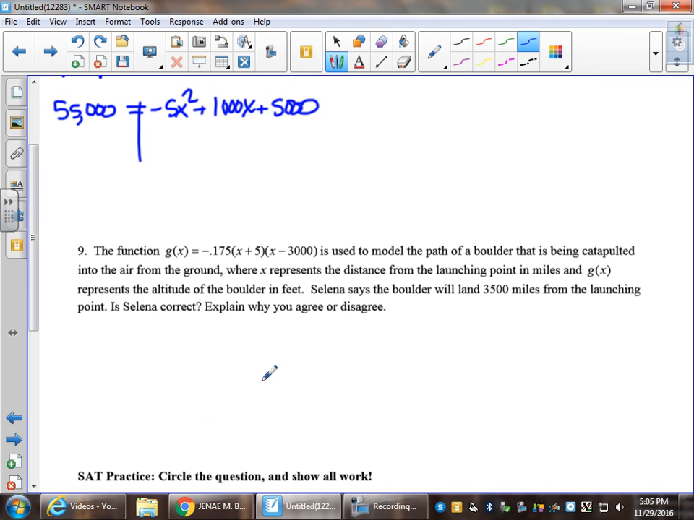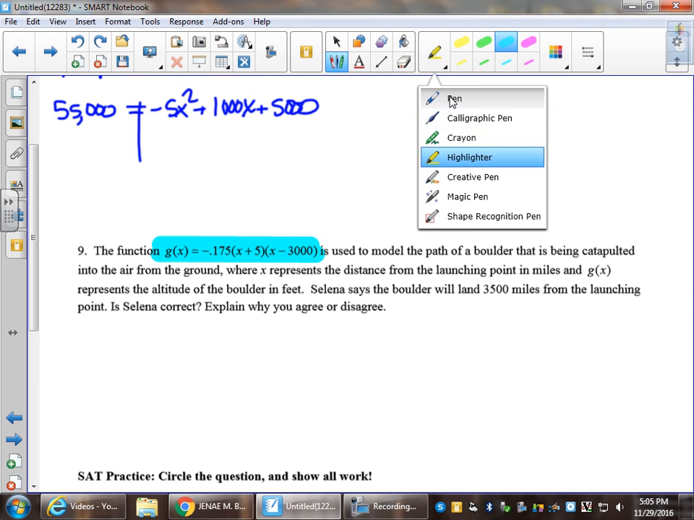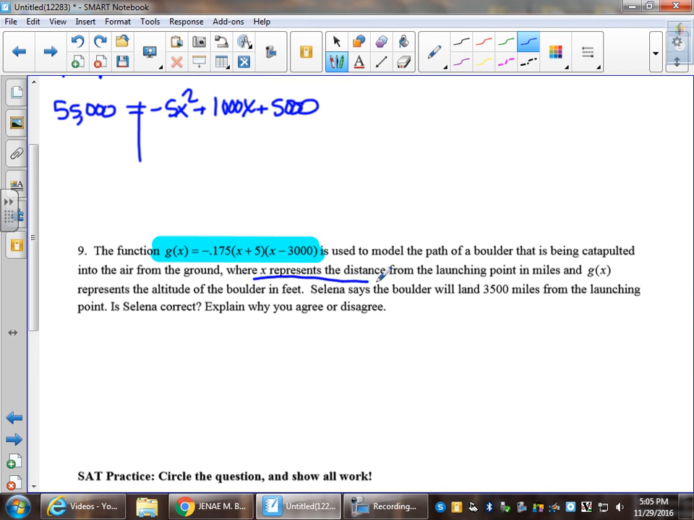Number 9, the function g of x equals, look at that, I have my function. Given function is used to model the path of a boulder that is being catapulted into the air from the ground, where x represents the distance from the launching point in miles. That's an awful straight line. Try again. And g of x represents the altitude of the boulder in feet.